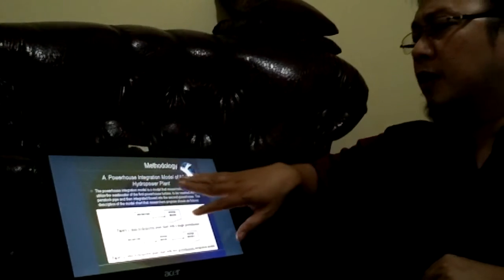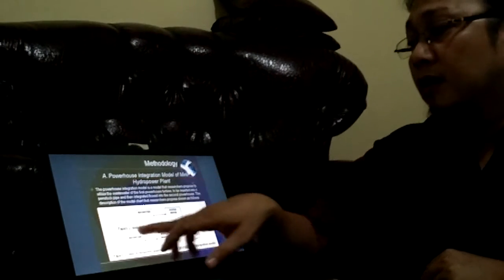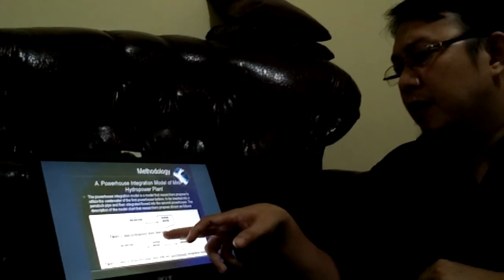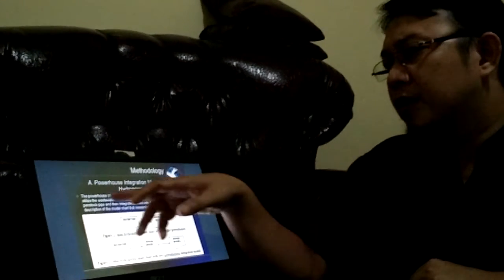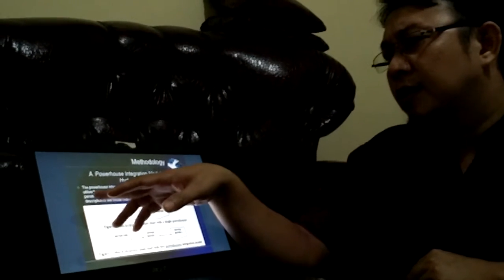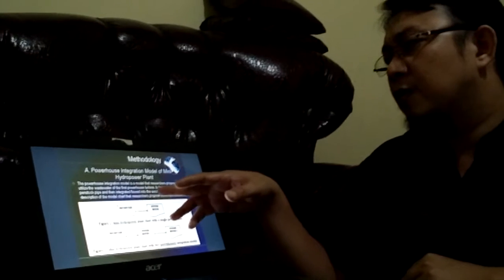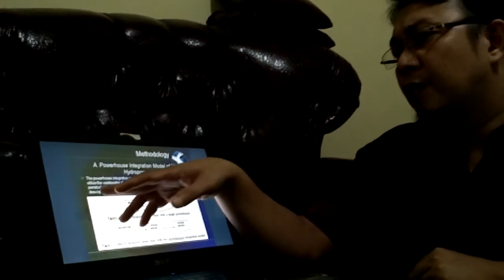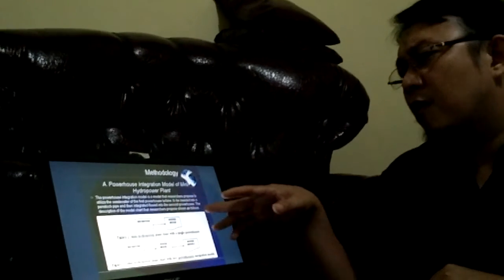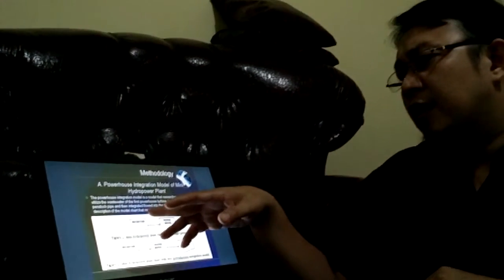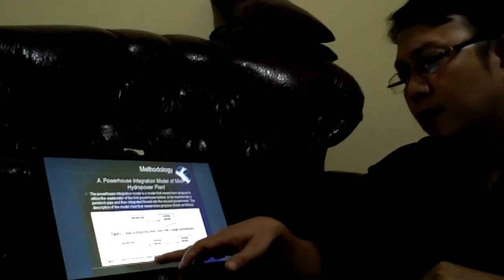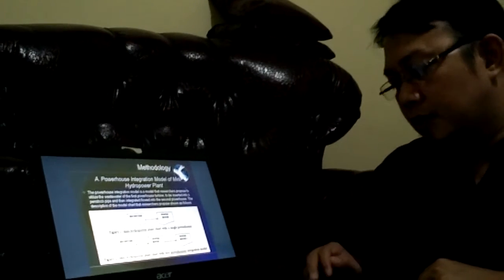Methodology: powerhouse integrated model of mini hydropower plant. Figure 1, the mini hydropower plant chart with a single powerhouse. The powerhouse integration model is a model in which the researcher utilizes the wastewater of the first powerhouse turbine, inserted into a penstock pipe and then integrated to flow into the second powerhouse. The description of the model chart the researcher proposes is as follows. Figure 2, mini hydropower plant chart with the powerhouse integration model.